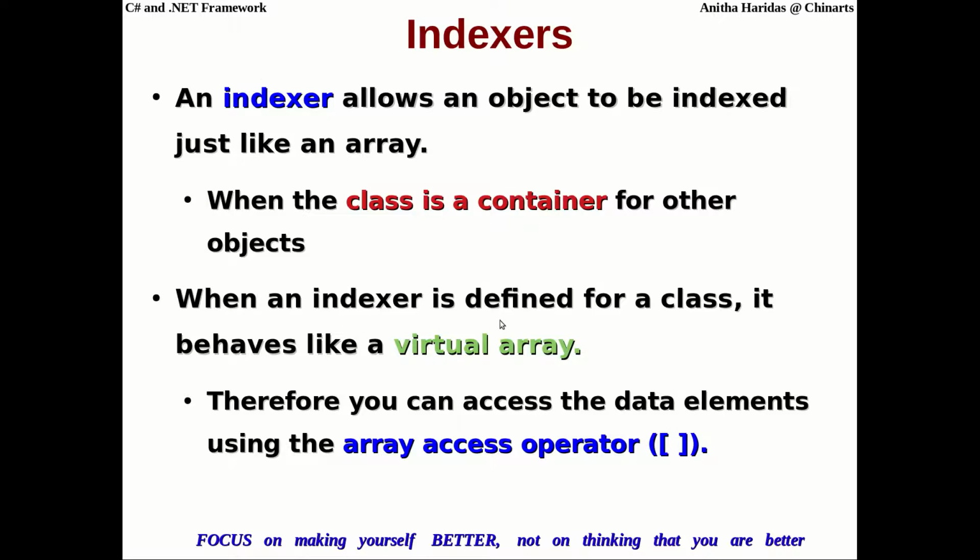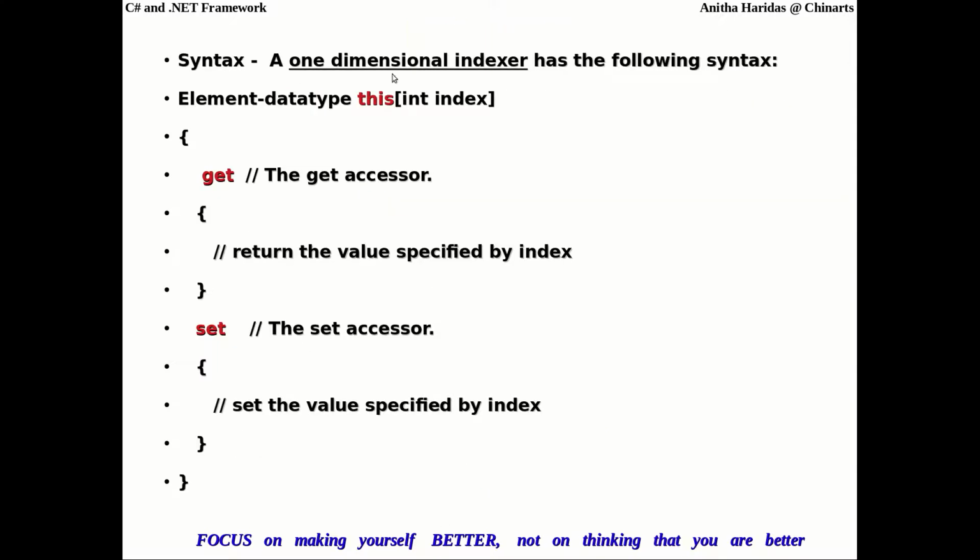When an indexer is defined for a class, it behaves just like a virtual array. Therefore, you can access the data elements using the array access operator, the square bracket. That is what we have seen in the example, where the elements of the object are accessed using the index within the square bracket. So this is an example.